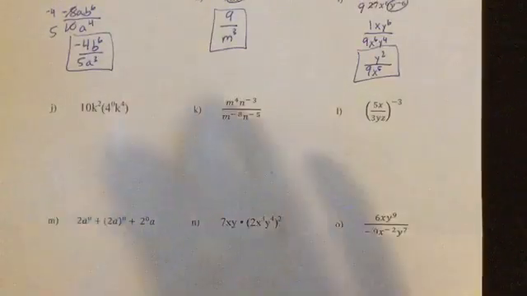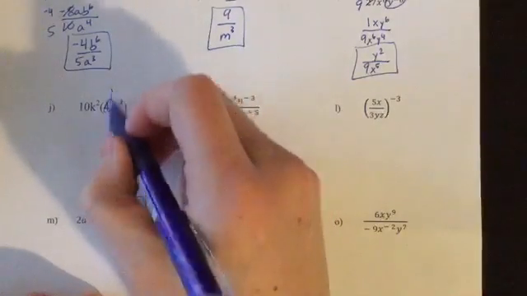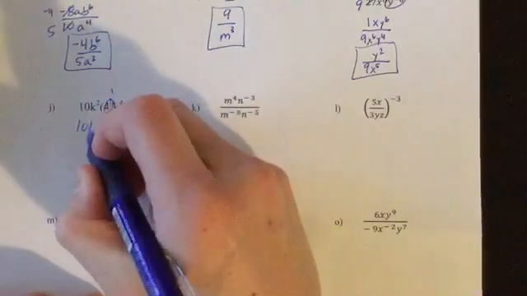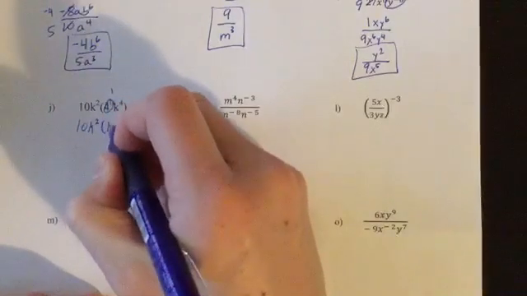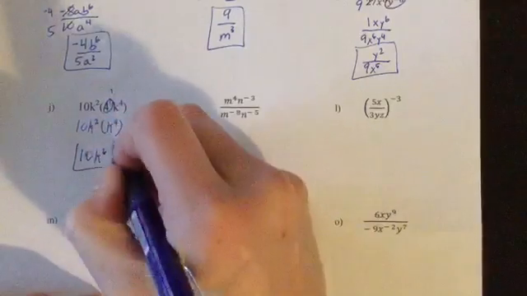On j, we're multiplying with same bases, but I want to notice that 4 to the 0 is going to become 1. So really it's going to be 10k squared times k to the 4th. So 10k to the 6th.